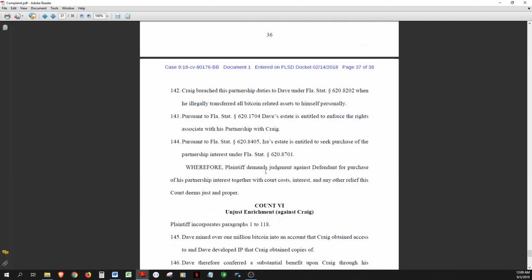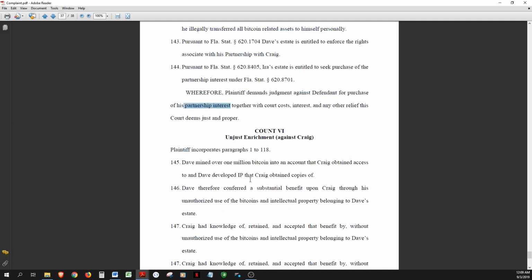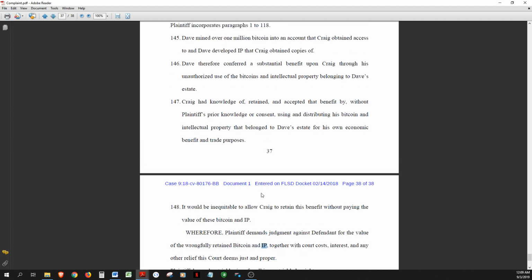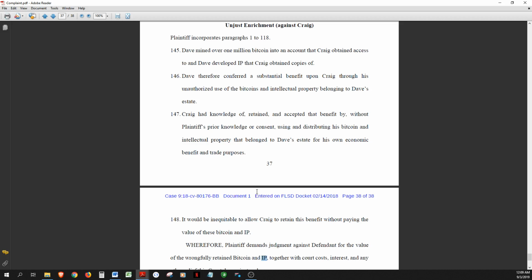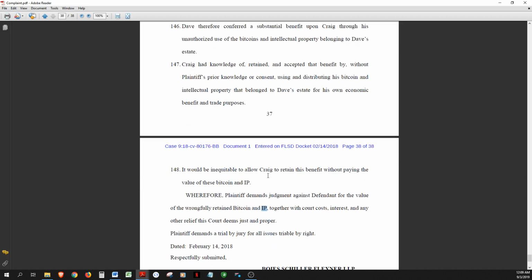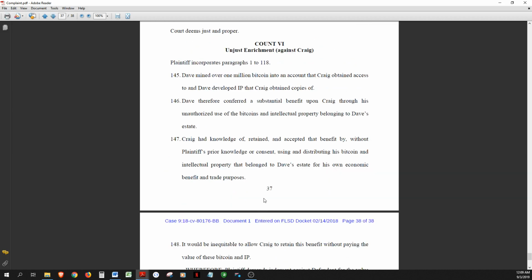Breach of partnership agreement demands judgment for purchase of his partnership interest. So basically, I want my half of the partnership. And unjust enrichment, we look at it, plaintiff demands against for the value of the wrongfully retained Bitcoin and intellectual property. I'm not sure what intellectual property they have. Craig Wright is supposed to have some. So it's W&K. I'm not sure exactly what those intellectual property or trade secrets are.